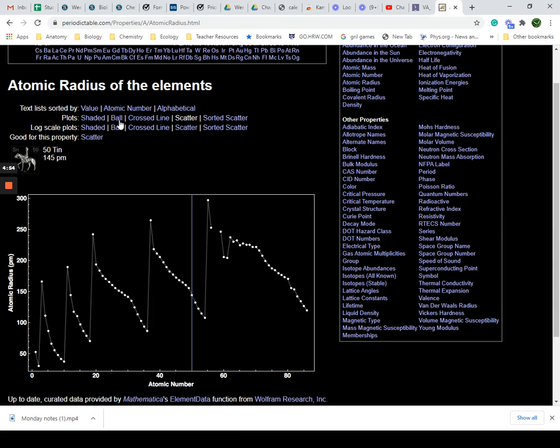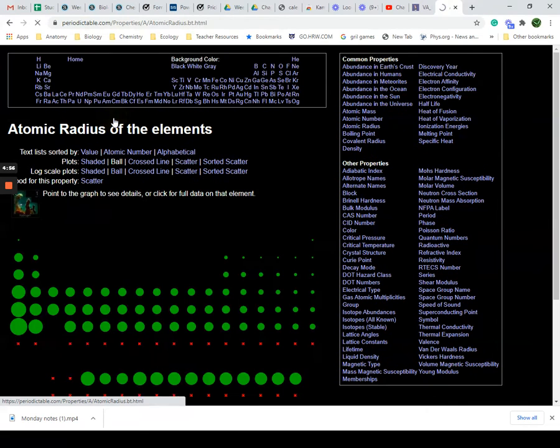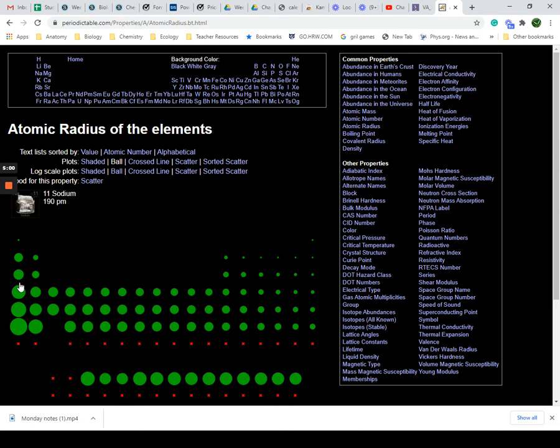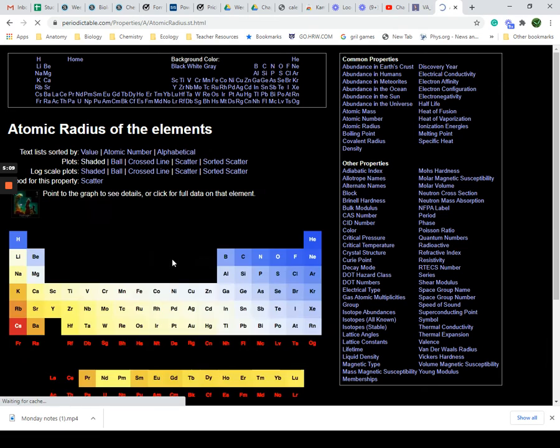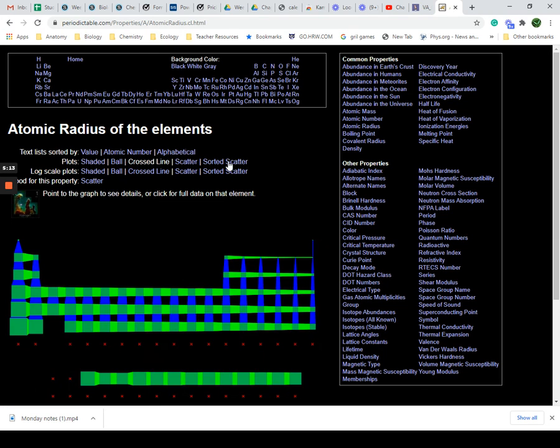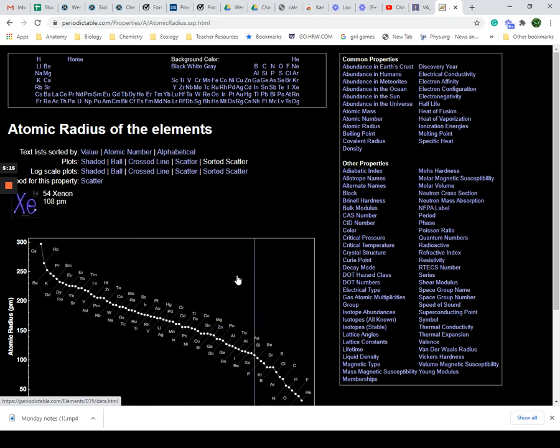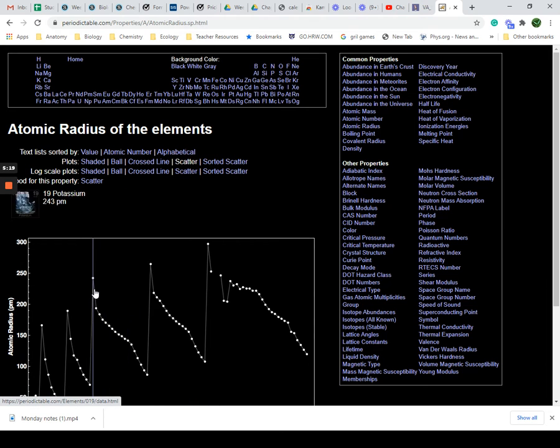If you want to, you can look at a shaded ball, which is another way to visualize. Again, going down the group they increase, and going across a period they decrease. You can look at them in different versions of the shades. You can look at a cross line. You could look at a sorted scatter, which just squares the values. The scatter plot is the best way to look at it.